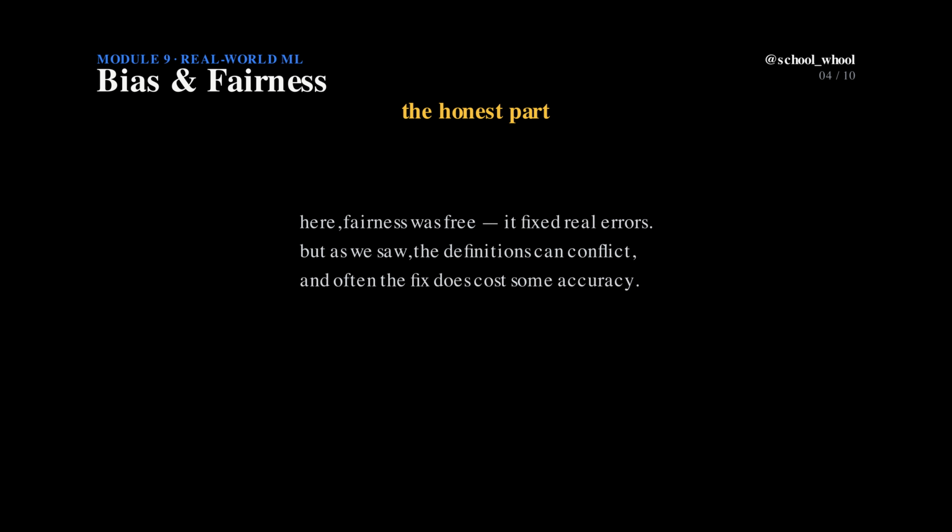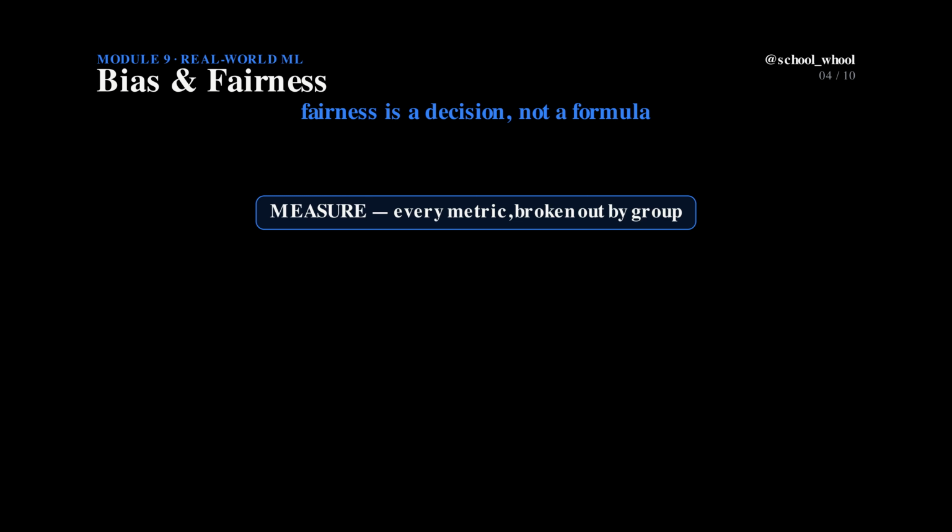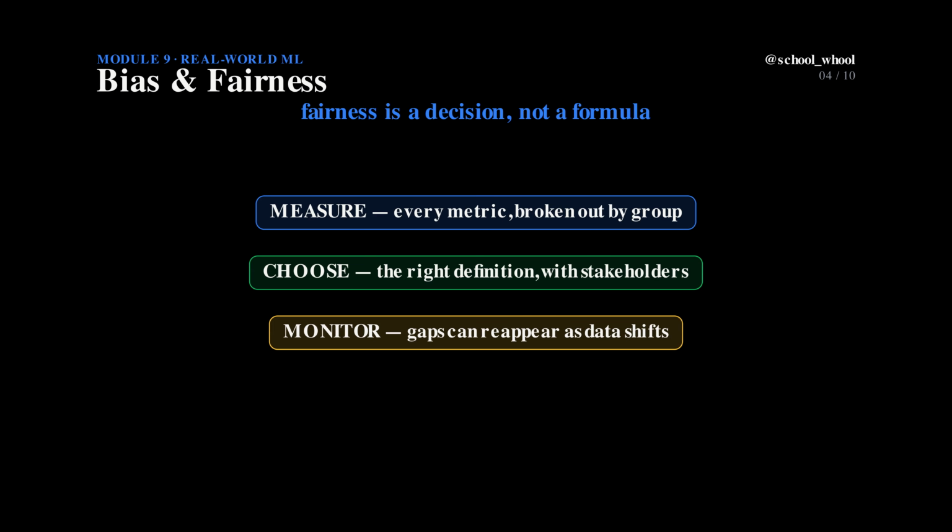There is rarely a single correct answer. That's why fairness is a decision, not a formula. Measure every metric broken out by group. Choose the right definition together with the people affected. And keep monitoring. Gaps can reappear as the data shifts.